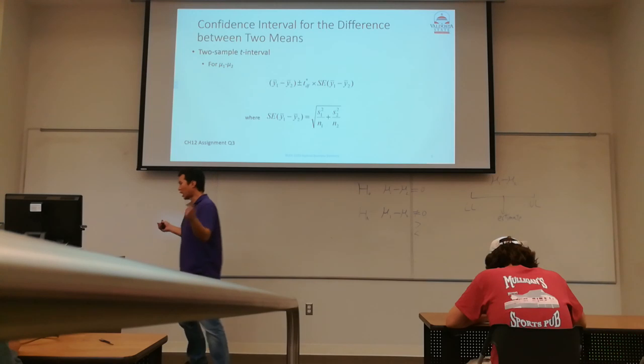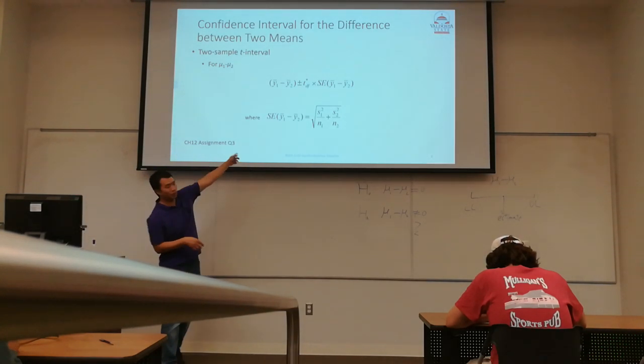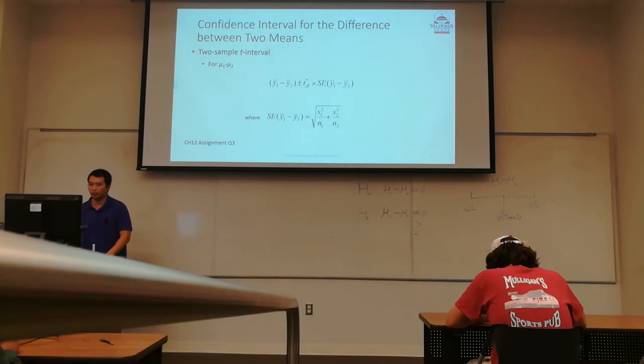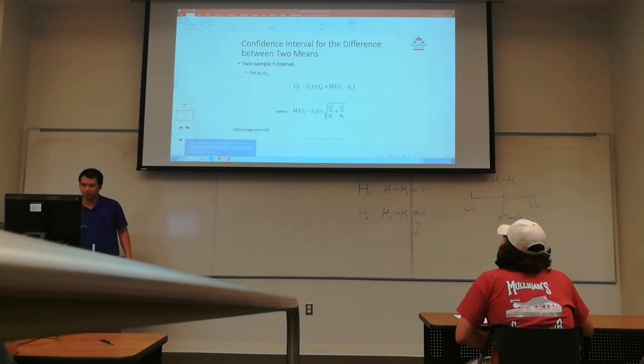But in real practice, we don't have to manually calculate this. So let's take a look at one example. That's chapter 12, assignment question number 3. Let's see how we can calculate this question using StatCrunch.